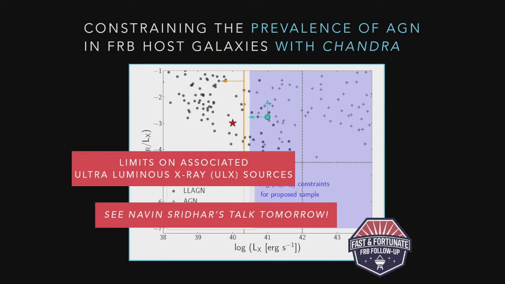And concurrent to this, we can also look for associated X-ray emission from ultraluminous X-ray sources. I think we'll hear more about this progenitor scenario in Naveen's talk tomorrow, so I won't say much more about that. But with these Chandra observations, we'll be able to probe ULX sources at the high end of the luminosity distribution.